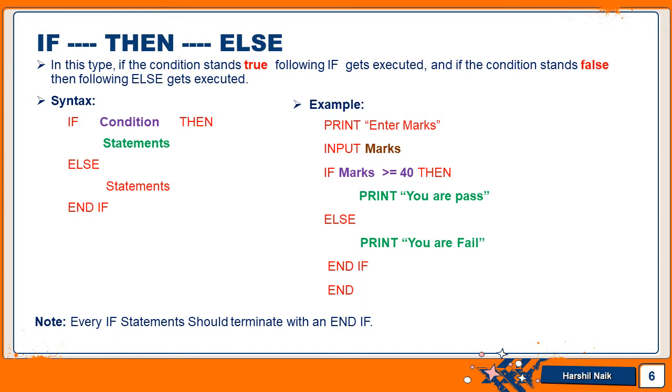Example. Suppose I want to check whether a student is pass or fail. Here passing marks for a student is 40. So we have to write if marks greater than or equal to 40, then you are pass, else you are fail. So here greater than or equal to 40 is our true condition. If the student has greater than or equal to 40, then the student is pass, or if the student has below 40, then the student is fail.